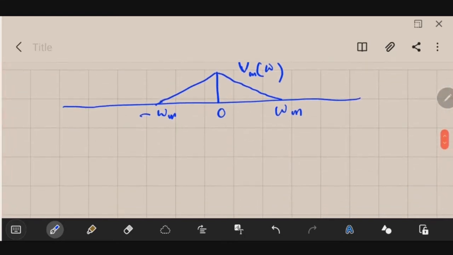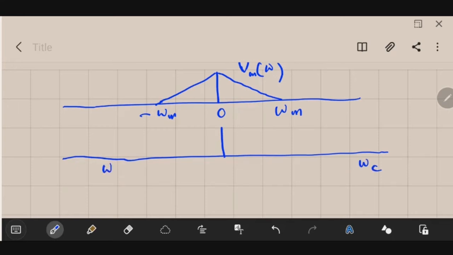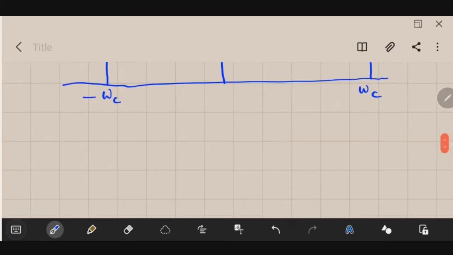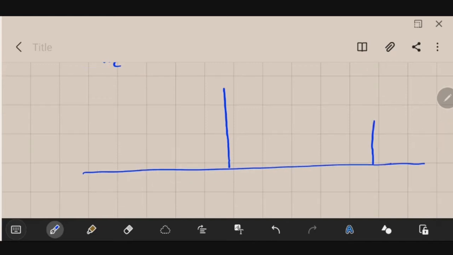Now, if we look at the carrier, it will be located at omega c and minus omega c, and it will be like this. Got it? So this is nothing but your carrier. The second line here shows you the carrier. Now let us look at the modulated signal. In the modulated signal, you could see the first term is half Vm of omega minus omega c, so it will be located here. Let me show you. This is the signal.